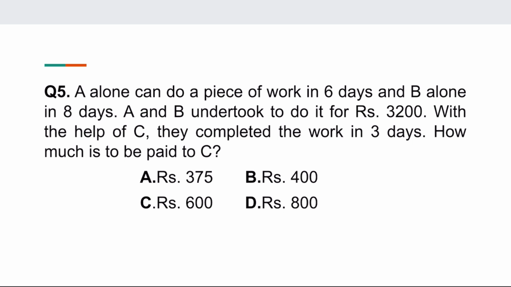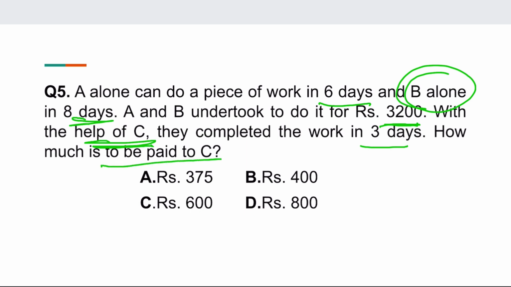The next question says A alone can do a piece of work in 6 days. So a very hard-working person, he can do the work in 6 days. And B alone can do the work in 8 days, so a bit lazier than A. Now A and B undertook to do it for rupees 3,200 with the help of C. They completed the work in 3 days. How much is to be paid to C?